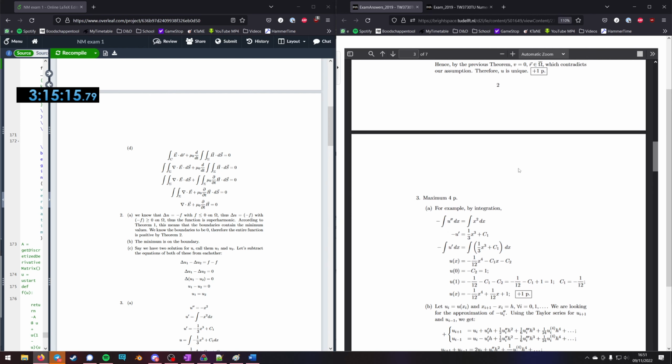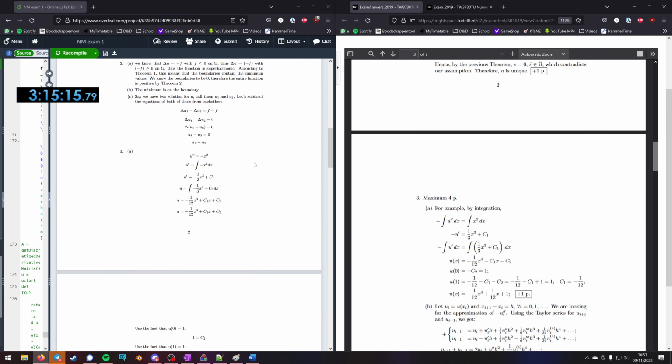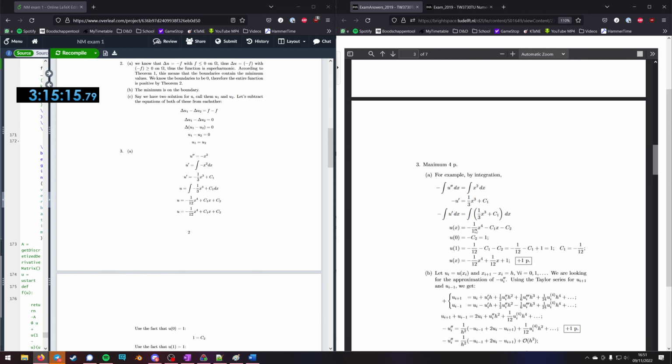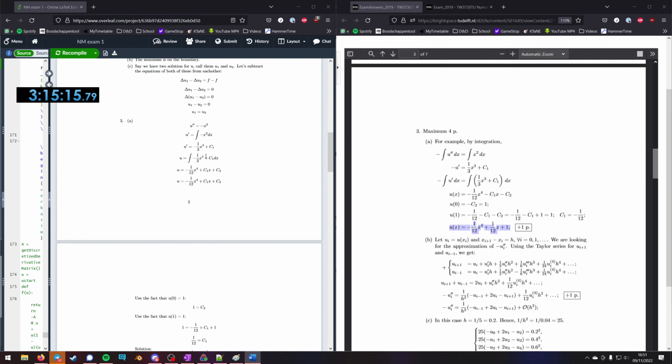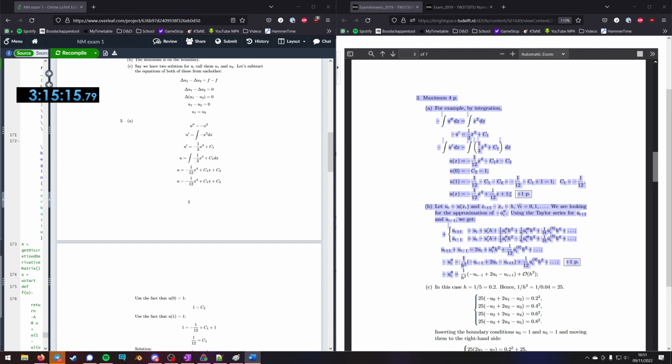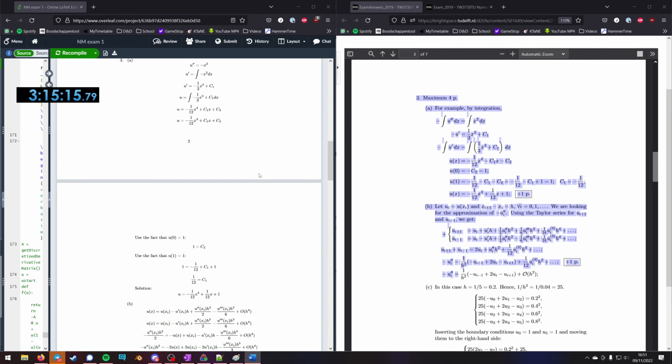Okay, lovely. 3. 1 point correct. Lovely. 1 plus. Nice. This one is just using the Taylor series. We get this, we add them up, and this gives us this value. We also get that another point in the pocket. This one was a free question.